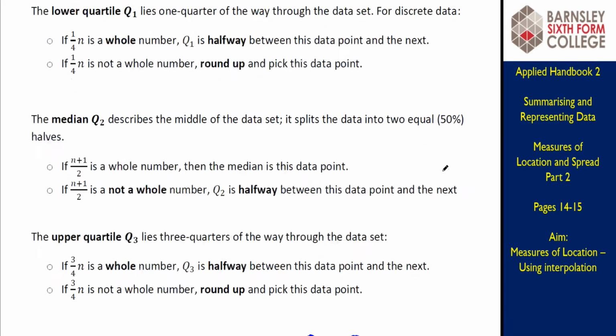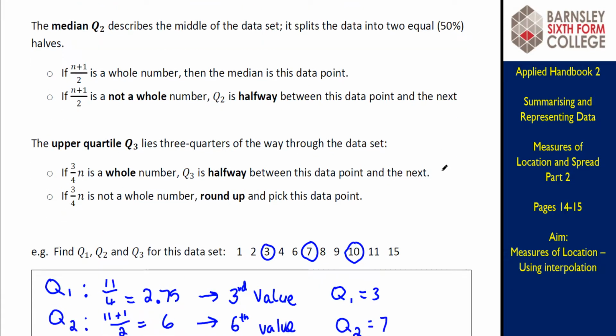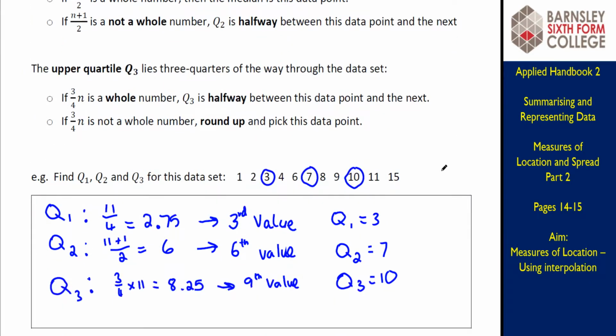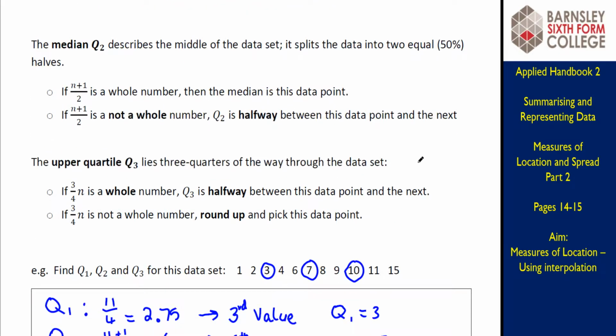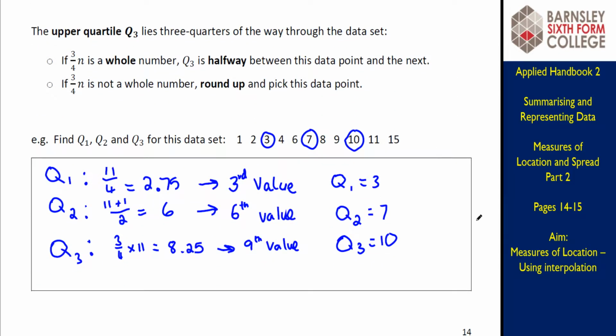To be fair, finding upper and lower quartiles and median from just a set of data like this is very much a GCSE level skill. So it's very rare that you'd be asked to do this in an A-level exam, but it is worthwhile making yourself familiar with these rules. I filled in the example there for you, so if you want to complete all the notes, this is how you would find Q1, Q2 and Q3, your lower quartile, your median and your upper quartile, for this set of data.